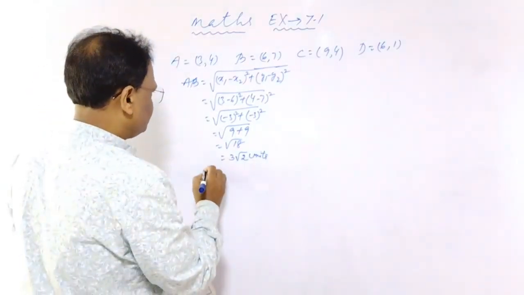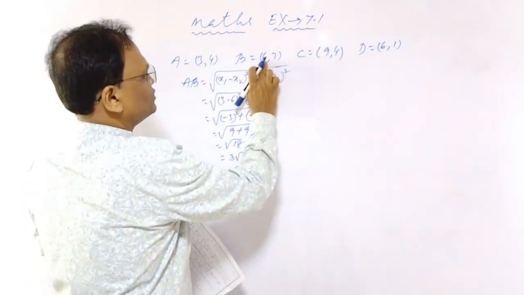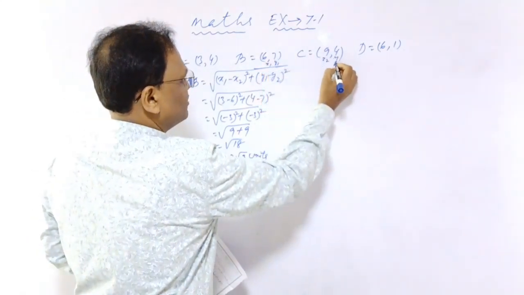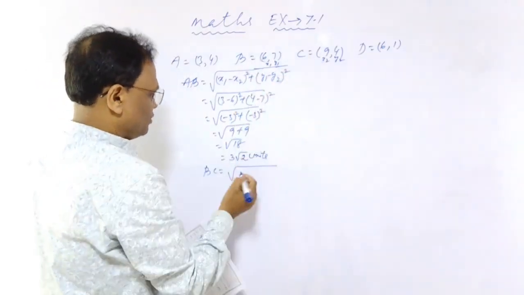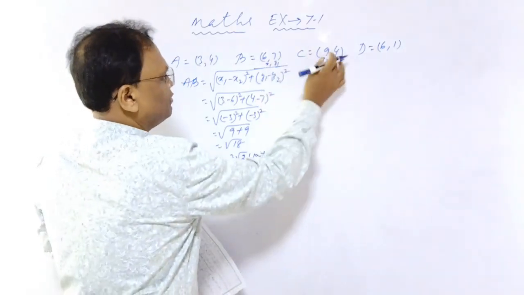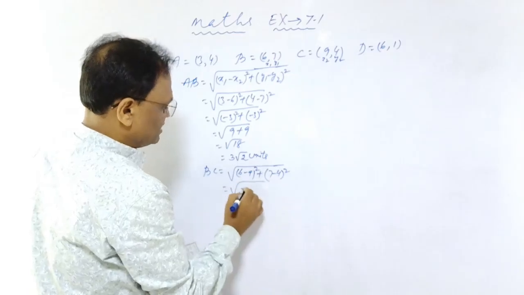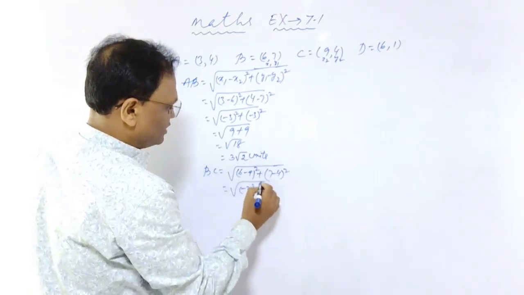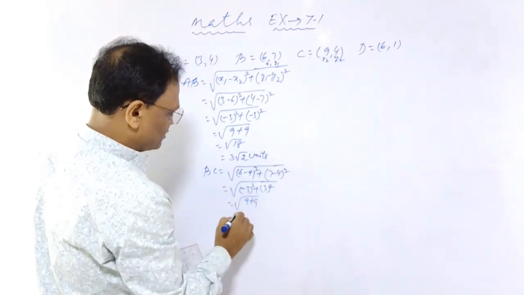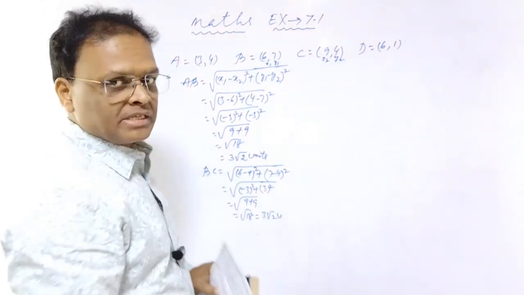Now let me find BC. I have to apply the same formula. I have to take these two, x1, y1, x2, y2. So x1 minus x2 whole square, 6 minus 9 whole square plus 7 minus 4 whole square. 6 minus 9 is minus 3 whole square. 7 minus 4 is again 3 square. Again this gives me 9 plus 9, which is root 18, which is nothing but 3 root 2 units. So AB over, BC over.